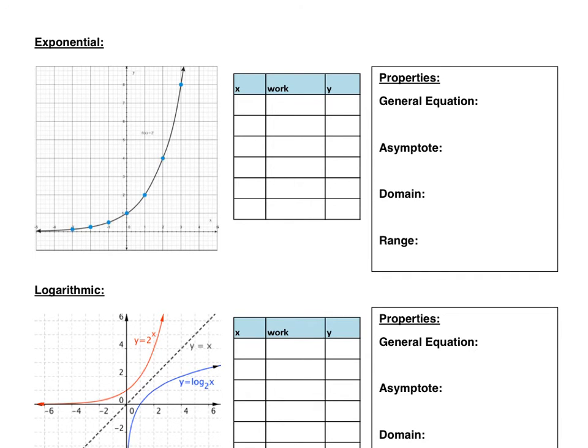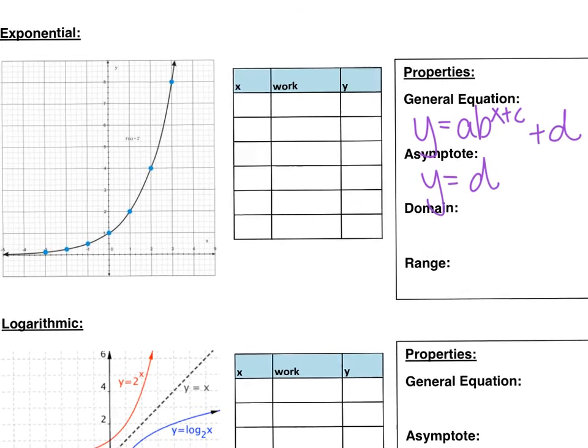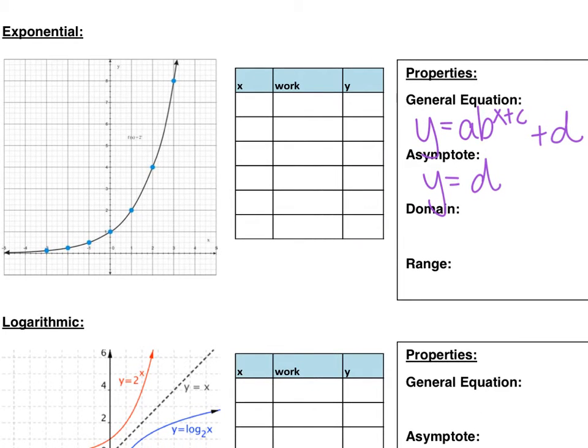Okay, so these are going to be the tougher of the two graphs we've been doing. So the first is the general equation for an exponential function. So we are exponentially growing. So y equals a times b to the x plus c, plus d. Okay. And the asymptote is y equals d. If we go over to this example right here, the asymptote is going to be y equals 0.